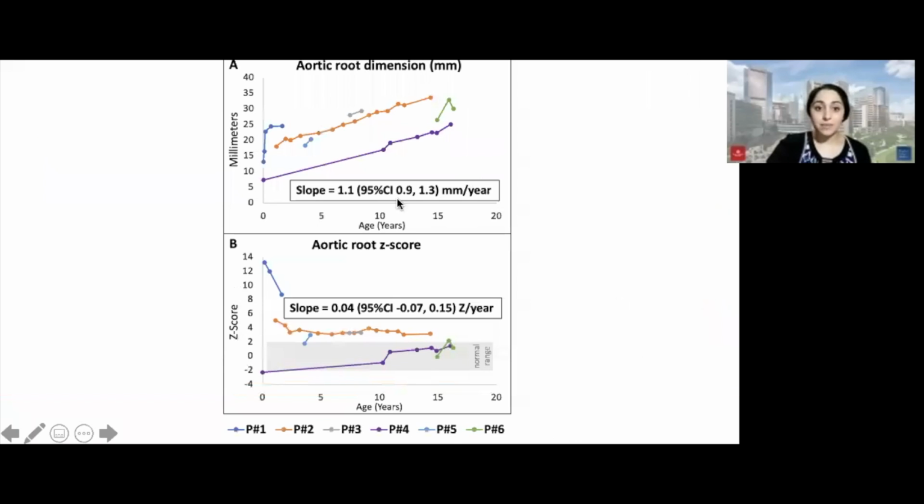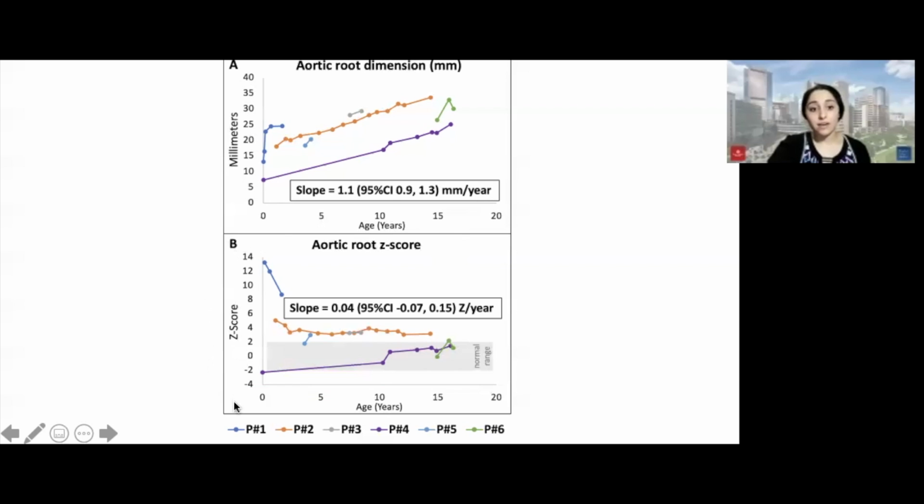This slide shows our results for the aortic root dimensions. So I'll start from the top. This graph here is showing the aortic root size in millimeters on the y-axis over time on the x-axis. This x-axis is representing how old our patients are and their change in aortic root dimension over time. And from our calculations, we can see that on average, from all of our patients, we had an increase in aortic root size by 1.1 millimeters per year.